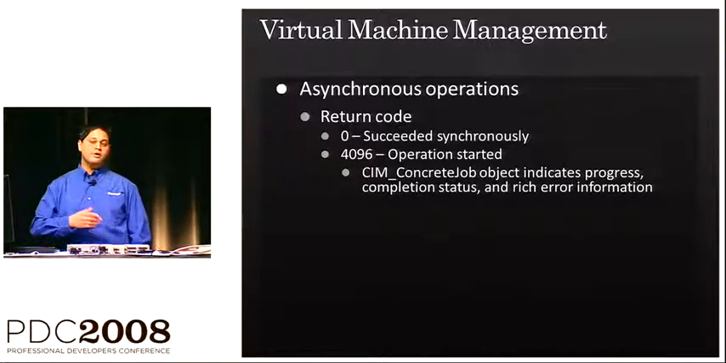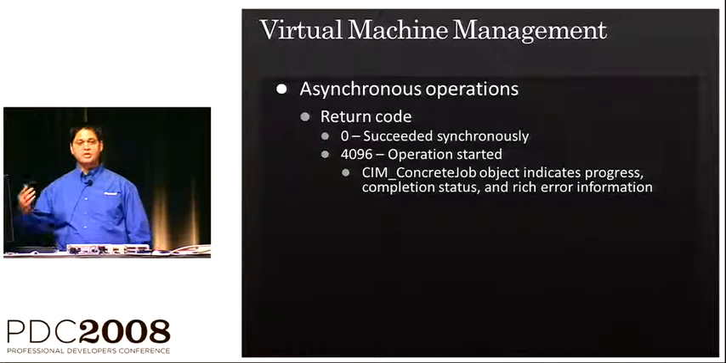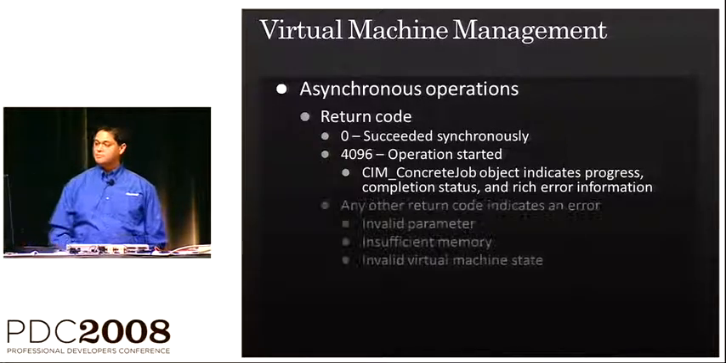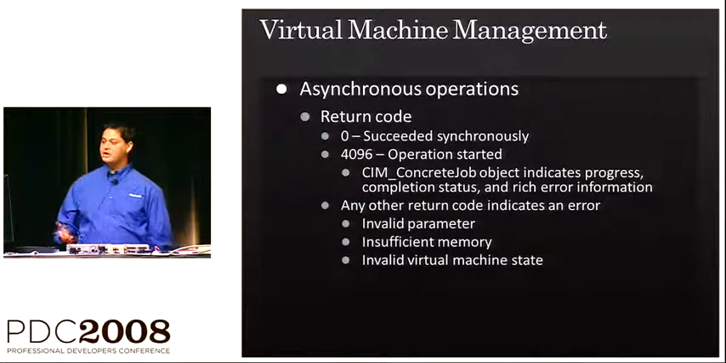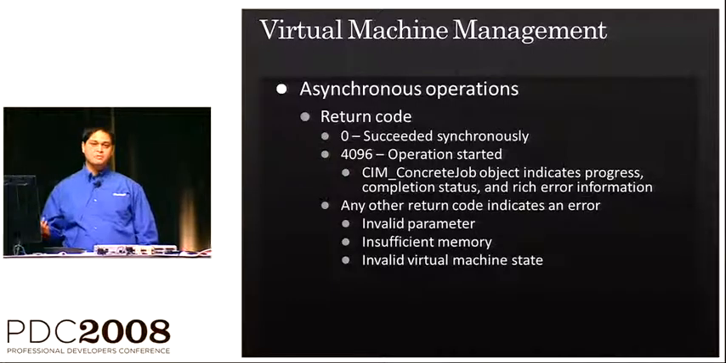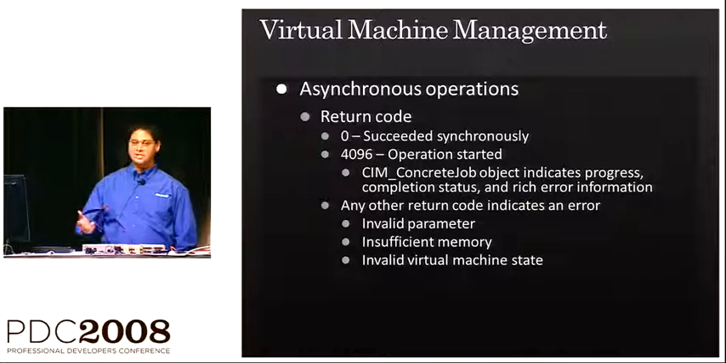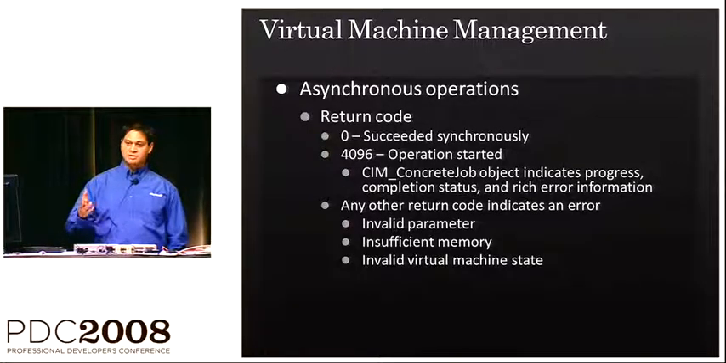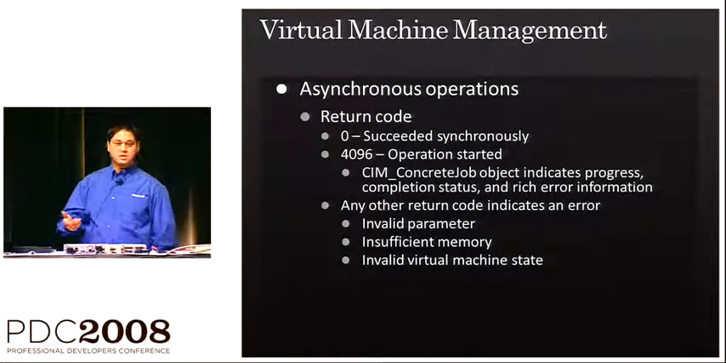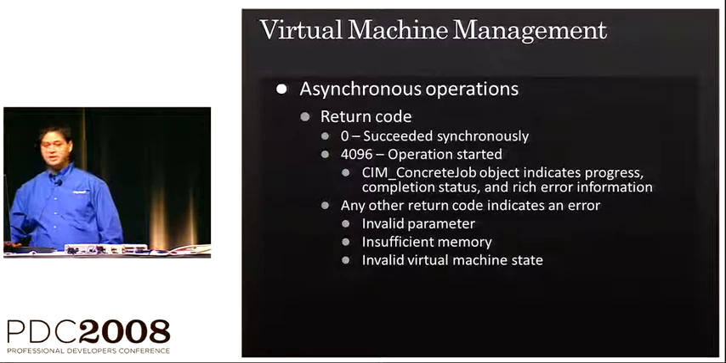And if an error actually ends up happening halfway through the operation, you can get some rich error information from that object. And as I said, any other error return code indicates an error. Things like invalid parameter, insufficient memory, etc. These are things that we can actually catch before the operation's been kicked off, just in the basic validation.